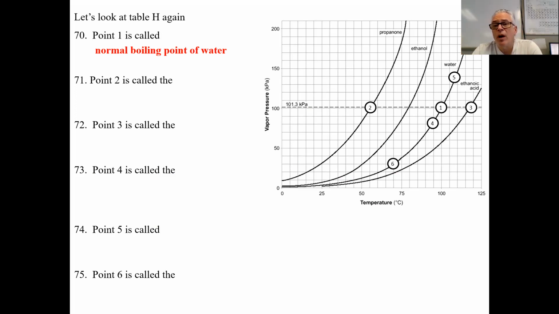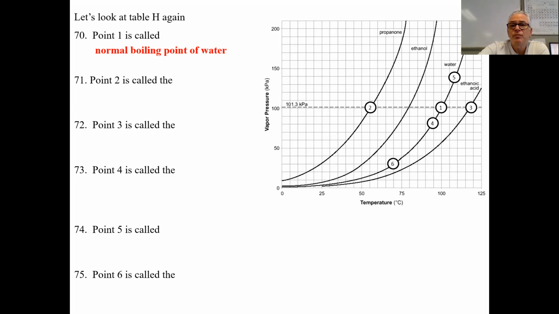Now, if we happen to ask the question, at point 1, what is ethanoic acid doing? Well, ethanoic acid doesn't boil at standard pressure until point 3. So we're underneath the boiling point. That would mean that ethanoic acid is a liquid at point 1. What about ethanol at point 1? Well, at standard pressure, it looks like ethanol boils at 80 degrees. At 100 degrees, that means it's a hot gas. Ethanol is a hot gas at point 1. Ethanoic acid is a warm liquid at point 1.